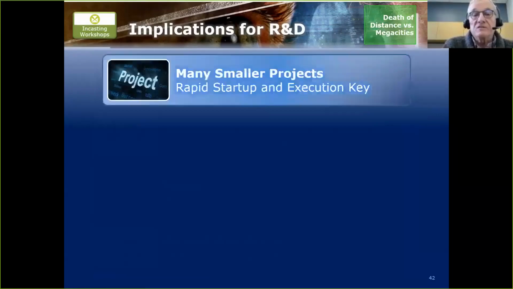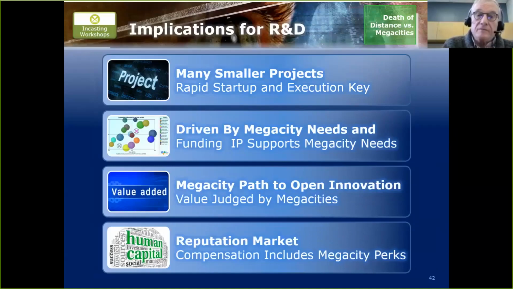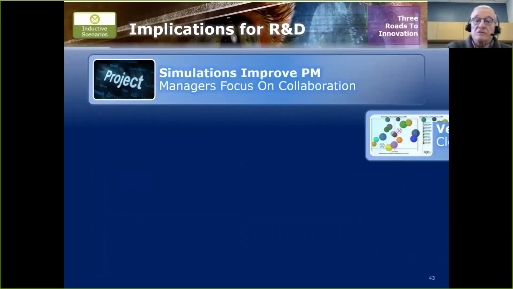For the second one, you see some slightly different effects. Since this one is the death of distance versus mega cities, many smaller projects are driven by city needs. In the mega city path, the projects will be judged on how they serve the city. And then a reputation market. And compensation may include city perks.